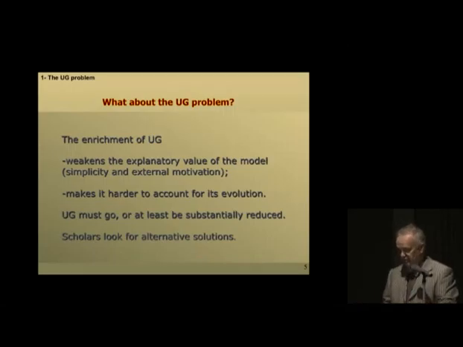We're making the theory more complex, and also we're not appealing to external motivation anymore, what Chomsky refers to as the third factor. And of course, this all makes it harder to account for its evolution. So in a way, UG must go. It's a temporary solution to problems, we hope. Or at least it must be substantially reduced. And scholars have been looking for alternative solutions.